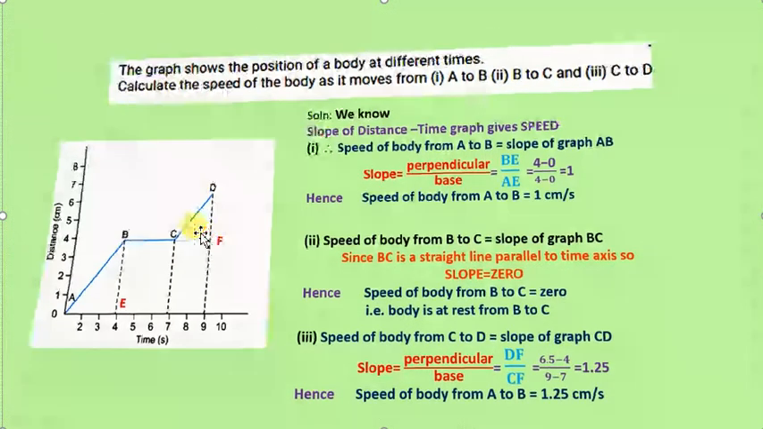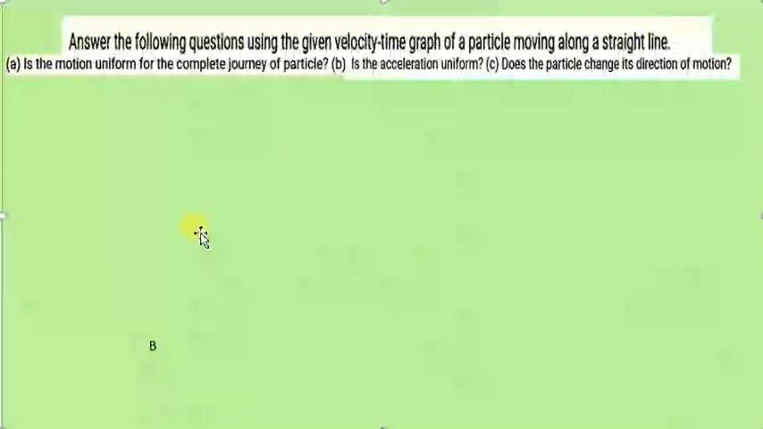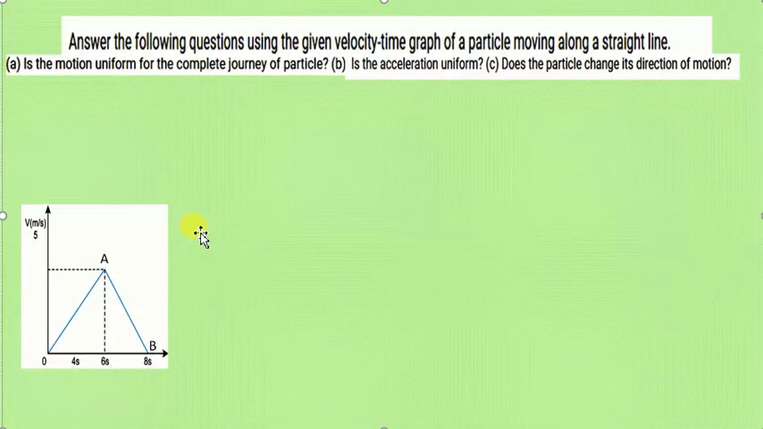Moving to next question. Here, answer the following questions using the given velocity time graph of a particle moving along a straight line. First question, is the motion uniform for complete journey of the particle? Is the acceleration uniform? Does the particle change its direction of motion?